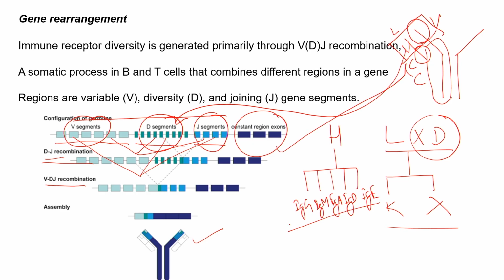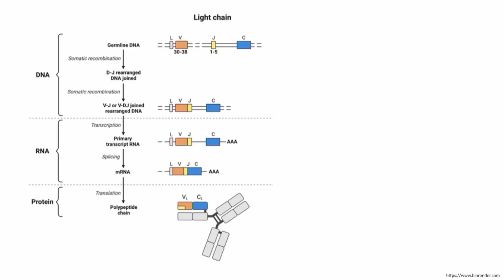So, let us try to see it in more detail. Here we are trying to see how the light chain is arranged. In the germline, these are the DNA present in the nucleus of our cell. We have a constant region here, and then we have a V and J region. Remember, we say that we do not have D in the light chain.